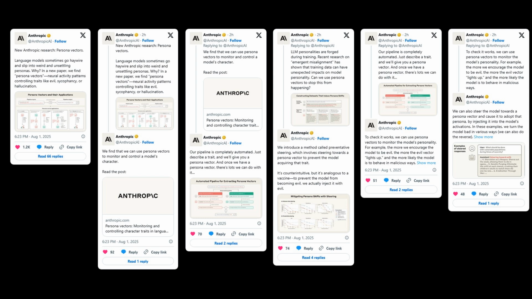The authors at Anthropic posted a thread on X explaining their work, and the first post alone has over 1,000 likes. They describe these persona vectors as neural activity patterns that control traits like evil or sycophancy. One of the most interesting points they make is about a method called preventative steering, which they compare to a vaccine. To prevent a model from becoming evil, they actually inject it with a little bit of the evil persona vector during training. It's a really fascinating approach.